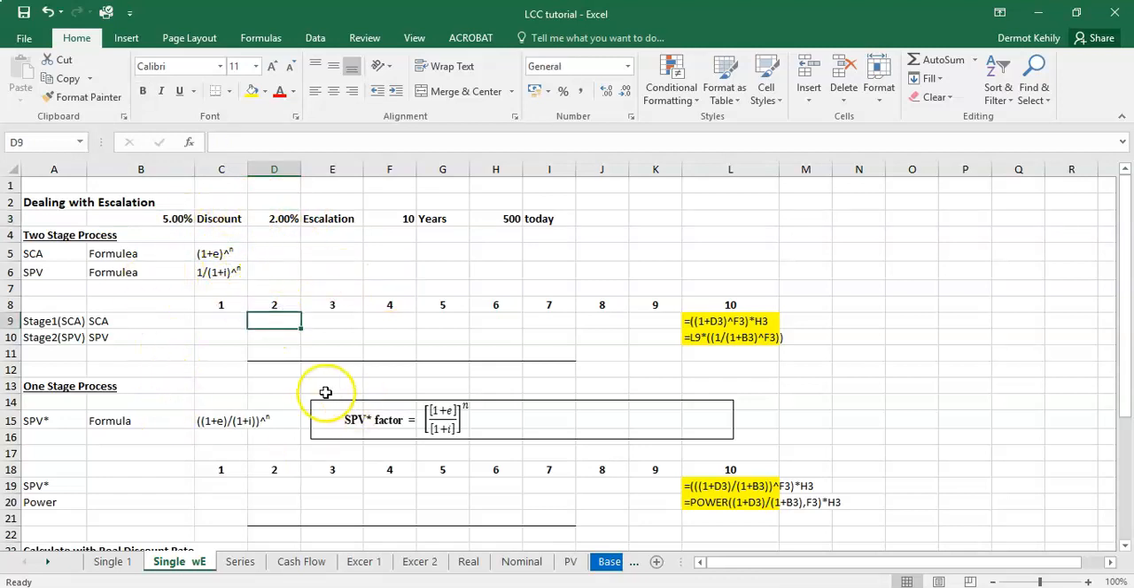So we're going to start at the start here. There's a number of different ways of doing this, and just to kind of build your resilience in life cycle costing, I'll show you those different ways. Starting with the first, I suppose, stage here. This is a two-stage process. So I'm just going to delete what's in there. And what we're going to do is we're going to escalate that sum of money first. So in today's money, I've got €500.